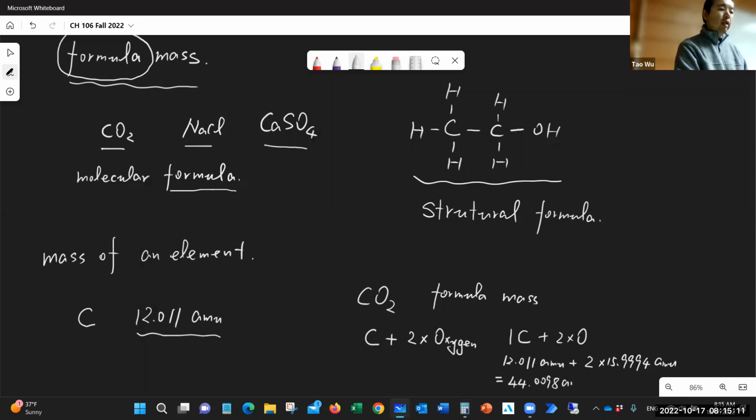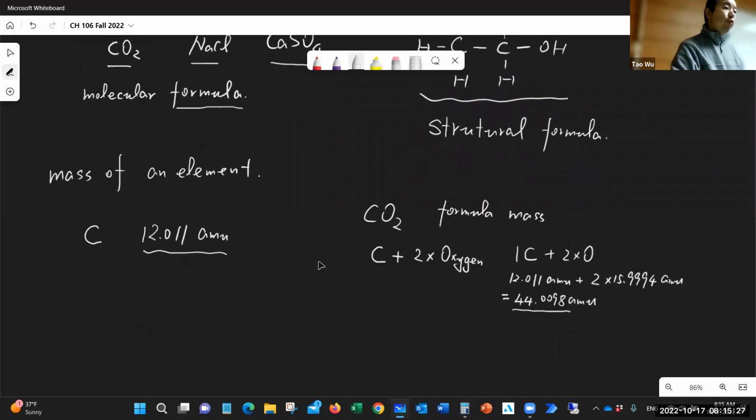44.0098 AMU. Then this number is exactly the formula mass for the CO2. Makes sense, right? So this mass is easy, straightforward.